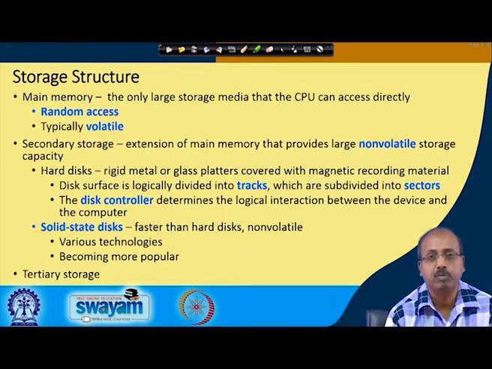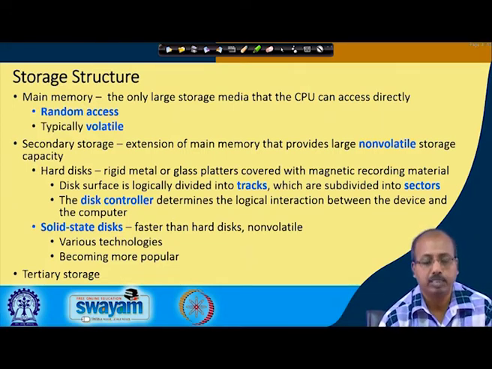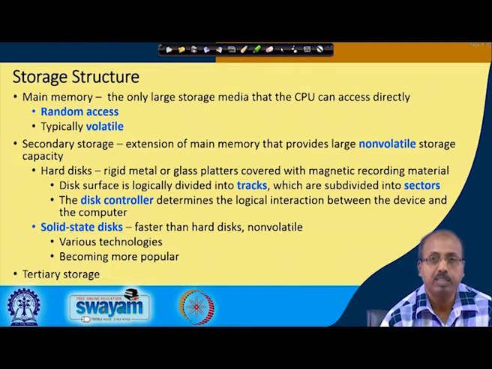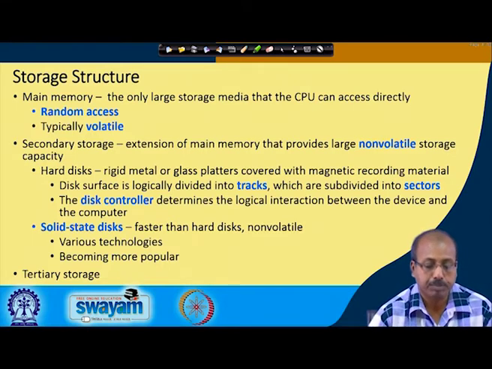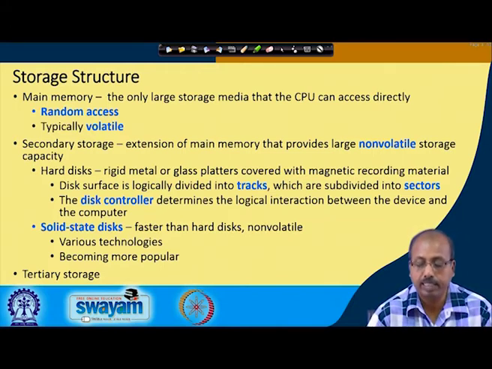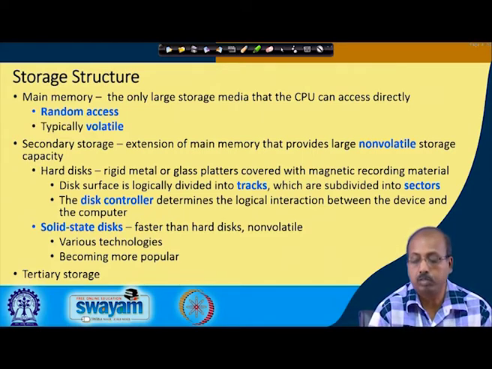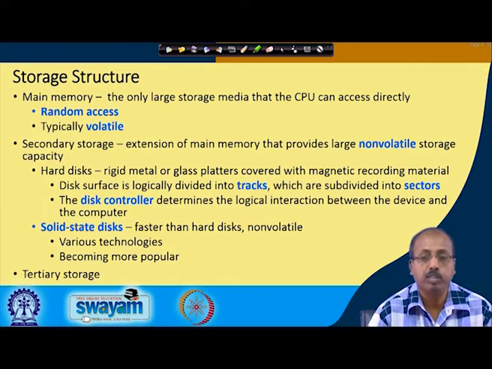So, some address is provided, and that particular location can be accessed, and it is typically volatile. If you switch off, the content of the main memory will be lost. Main memory is limited in size; though it is large, it is not that large. So, we have the secondary storage, the extension of main memory that provides large non-volatile storage. This is very important, that it is non-volatile. So, content will not be lost even if you switch off the system.